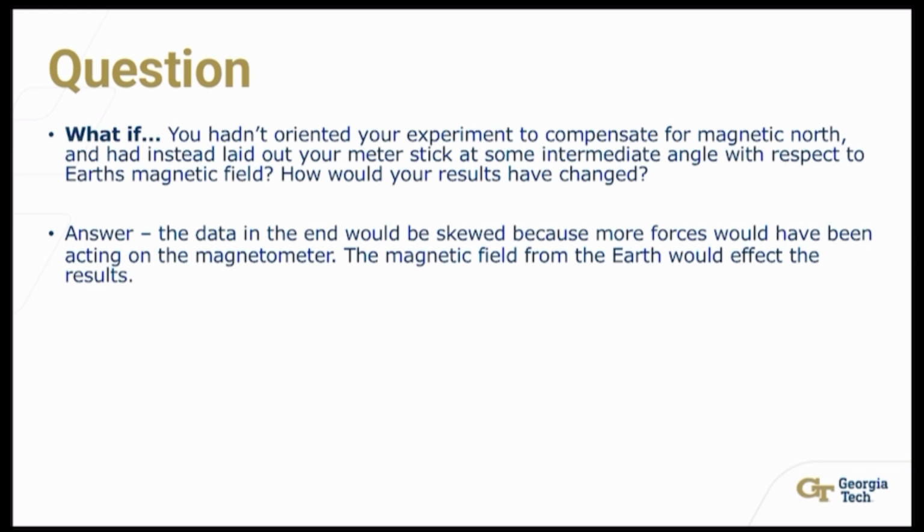Some what-if and explanation questions we also have to ask for this lab. What if you hadn't orientated your experiment to compensate for magnetic north, and had instead laid out your meter stick at some intermediate angle with respect to Earth's magnetic field? How would your results have changed? The answer is that the data in the end would be skewed because more forces would have been acting on the phone and the magnetometer. This magnetic field from the Earth would affect the results in our final data.